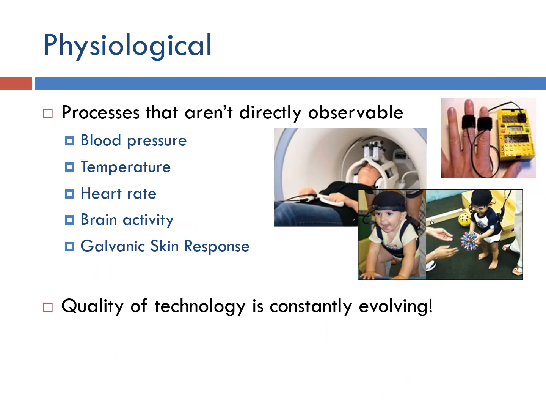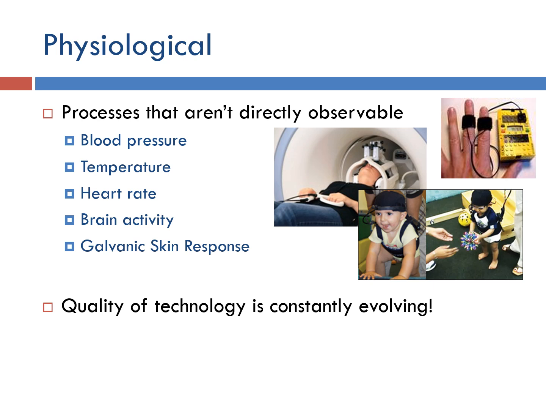But we might not be able to view everything. Humans are complex creatures. They have internal processes that we can't have access to. So there's also the physiological measure. These are processes that are not directly observable. We can't actually see them with our own resources. We need to use instruments.